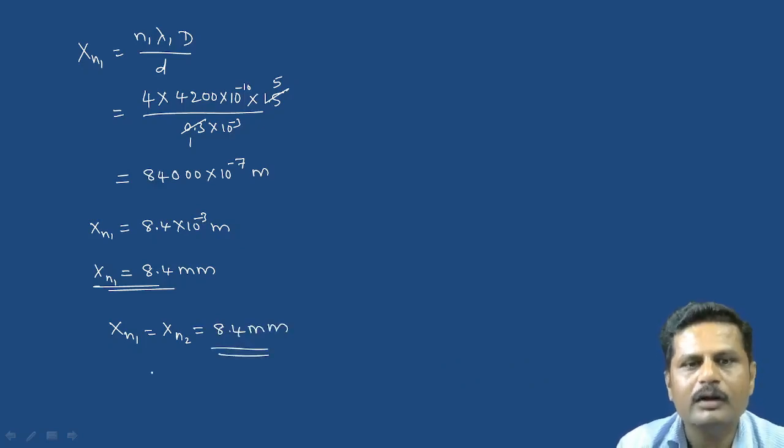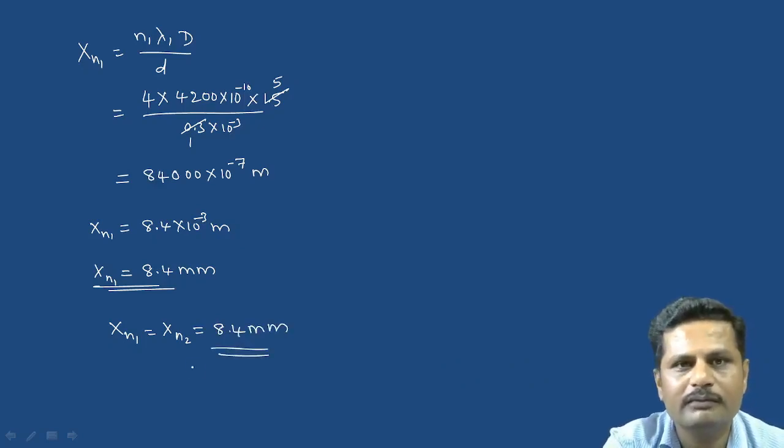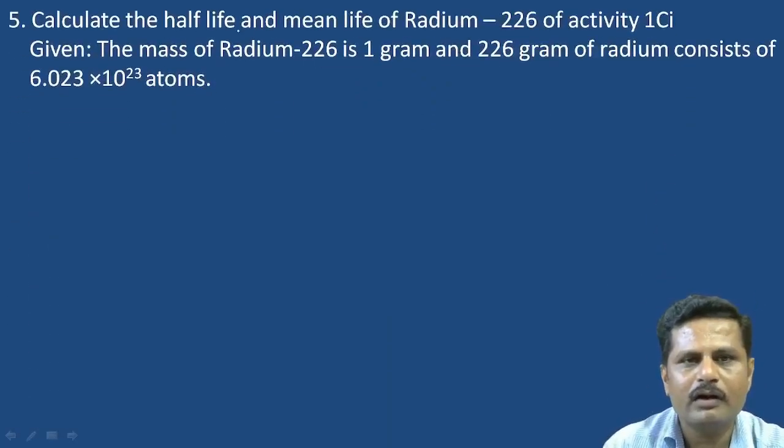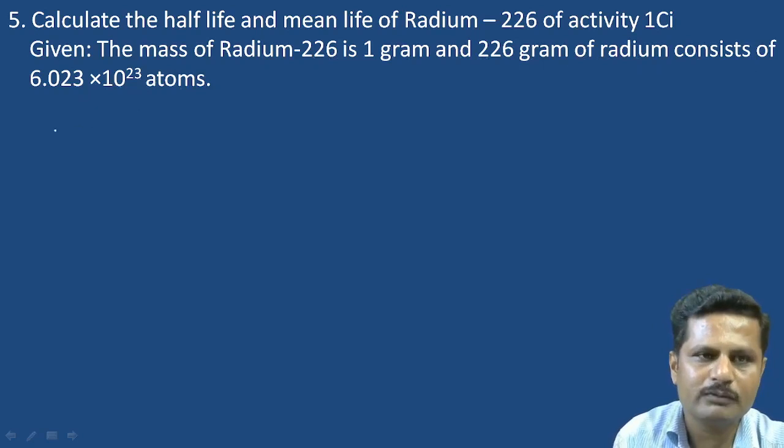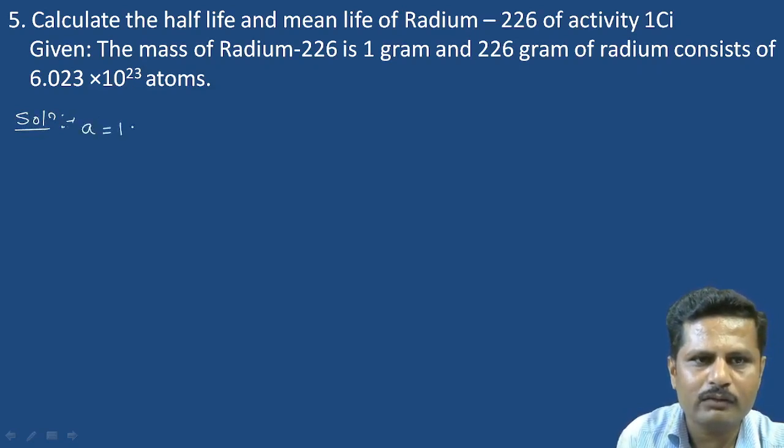Okay, let me go for the next question: calculate the half-life and mean life of radium-226 of activity 1 curie. Given the mass of radium-226 is 1 gram, and 226 gram of radium consists of 6.023 into 10 to the power of 23 atoms. The activity of the given radioactive substance is 1 curie, which in SI unit is 1 curie equals 3.7 into 10 to the power of 10 becquerel.